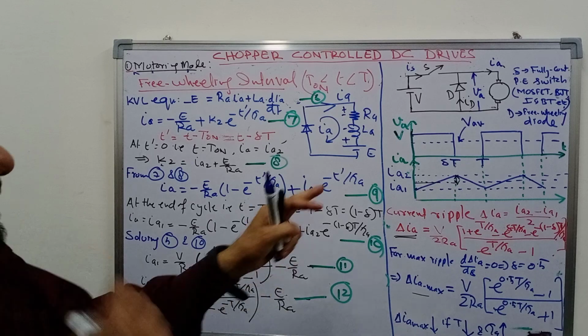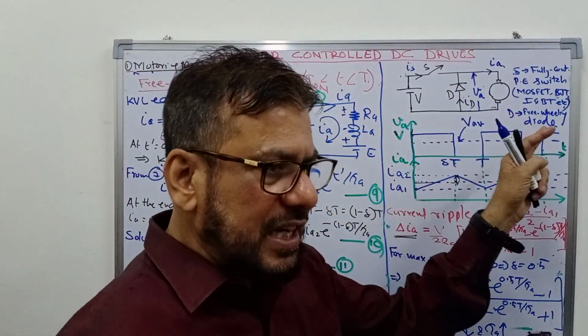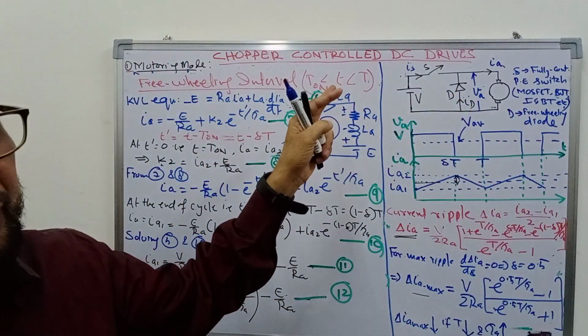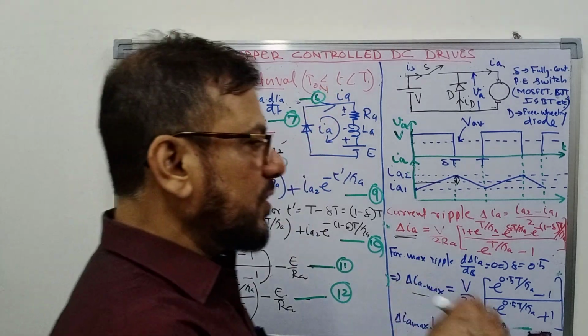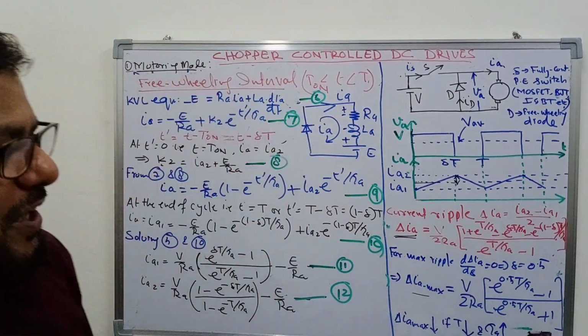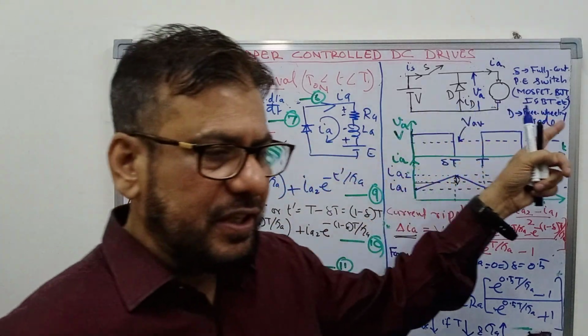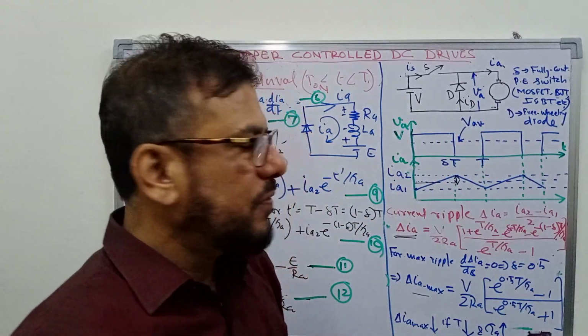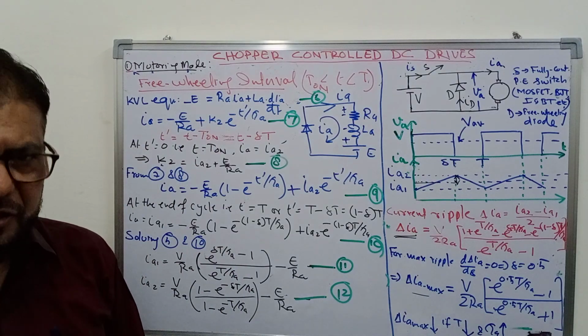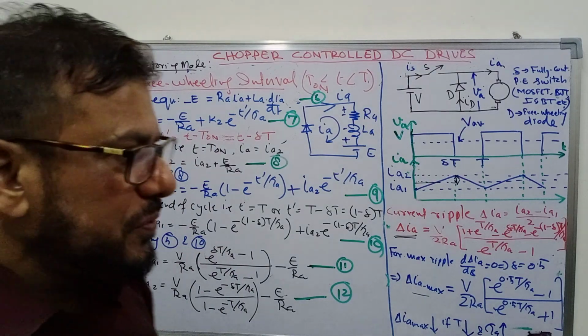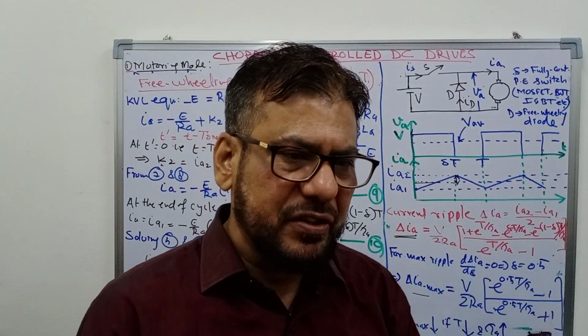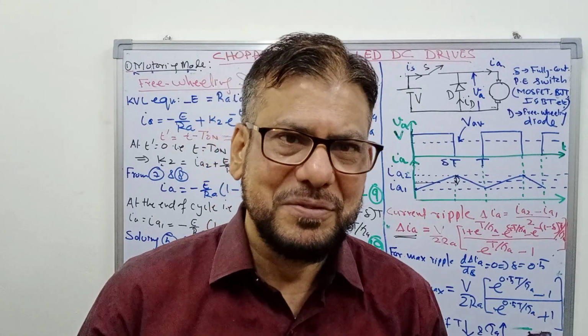Now you can see here that in this case energy can never flow back to the source. So it is not possible to have regenerative operation in the case of the chopper circuit that we have discussed here. For braking operation or the regenerative operation, you have to use some other circuit. So that circuit we shall discuss in the next lecture.